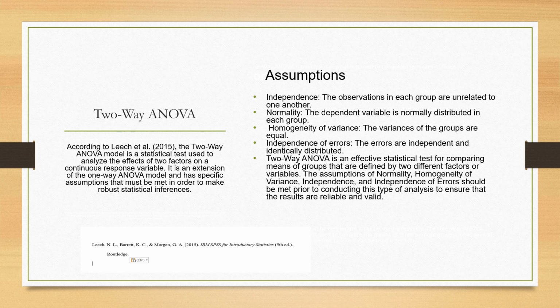Assumptions for this are independence, each group is unrelated to one another; normality, the dependent variable is distributed normally in each group; homogeneity of variance, the variances of the groups are equal; and independence of errors, the errors are independent and equally distributed.